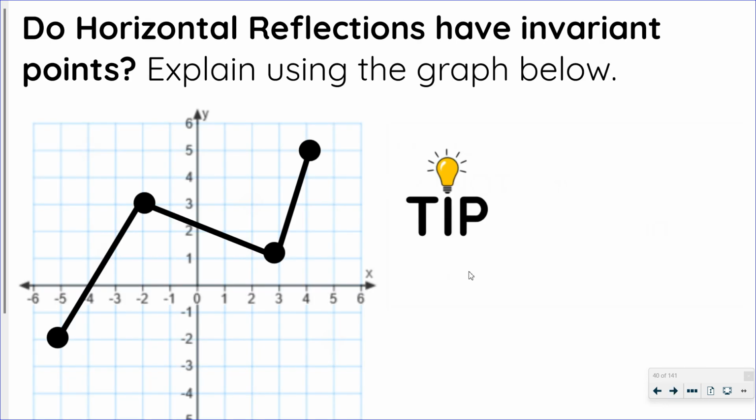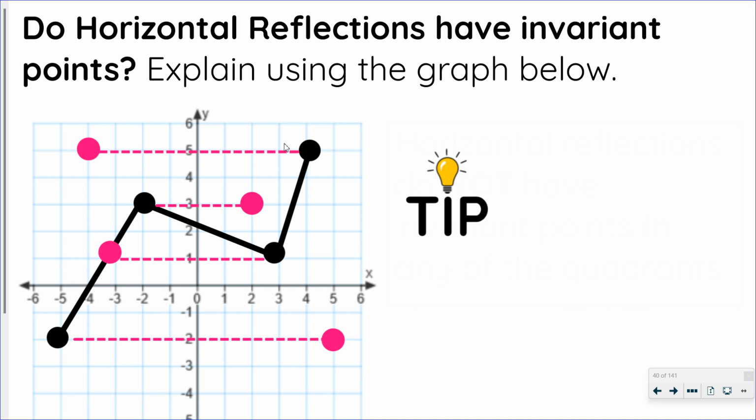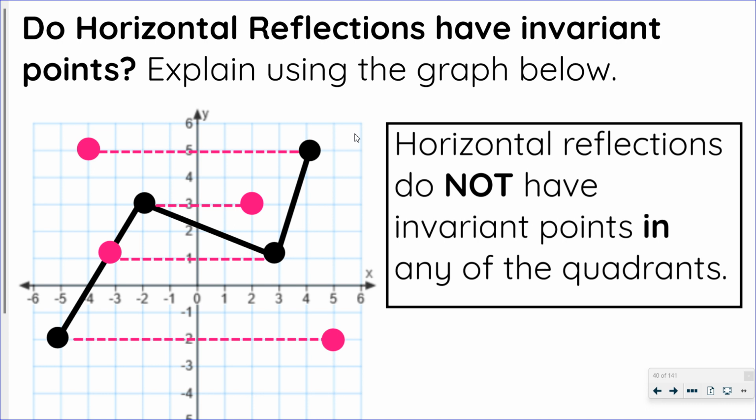Do horizontal reflections have invariant points? So let's look at these points here. This point right here is 5 to the left. When I reflect it, it will be 5 to the right. This one is 2 to the right. This one here is 3 to the right. Reflected, it becomes 3 to the left. This point here, 4 to the right, reflected horizontally, is 4 to the left. So it looks like when I have points that are in the quadrants, horizontal reflections will not have any invariant points in any of the quadrants.